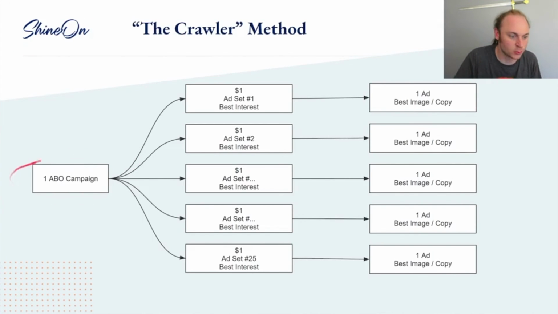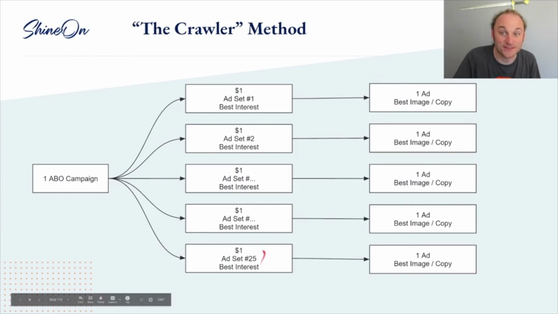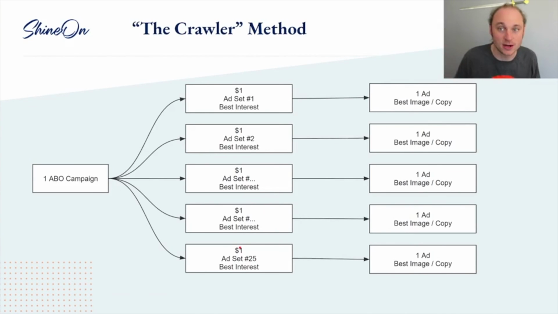So first of all, it's one ad set budget optimization campaign. Then we're going to have 25 ad sets. Notice I have 1, 2, ... 25. There's 25 ad sets here. Each ad set has a $1 budget. Now you know why we call this one the crawler.